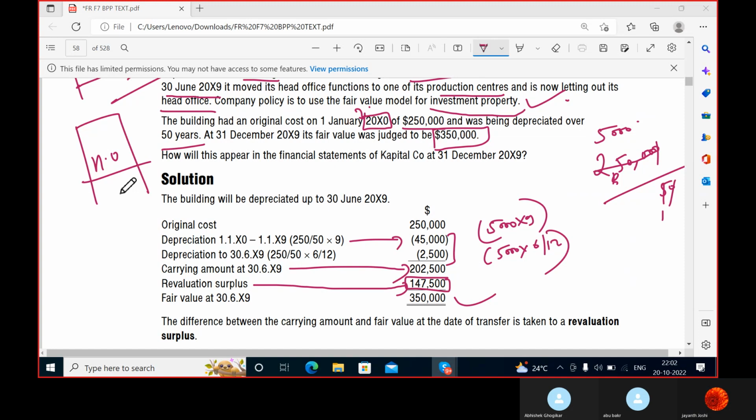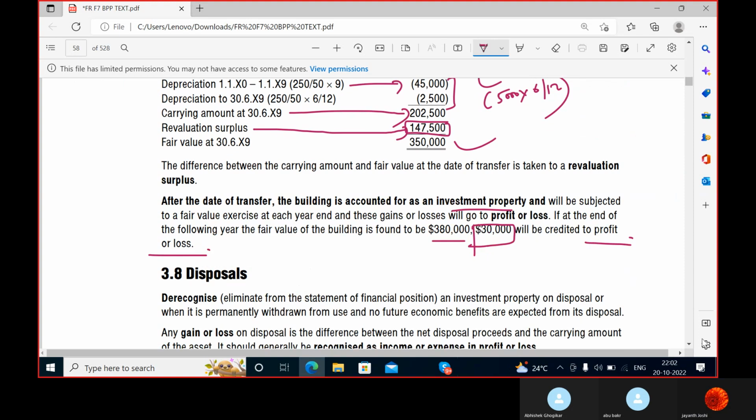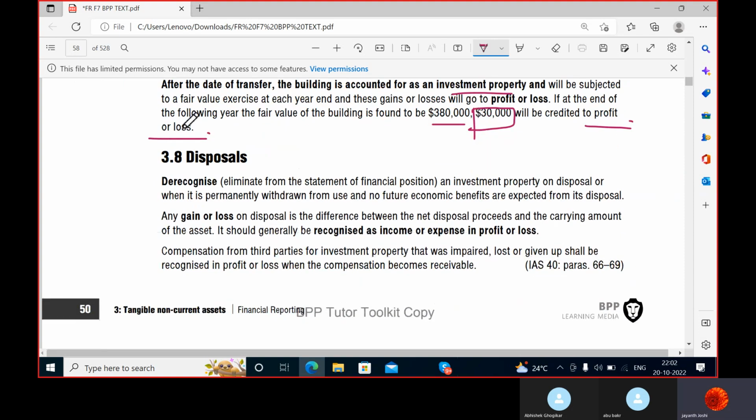Okay, now let's move forward. Disposals. See, if you don't want to use a property, let's say you have let out some property to someone, and now you don't want to own that property, so you would sell that property, you would dispose of it. And when you sell that, definitely the ownership rights are transferred to someone else and no future economic benefits will be given to you. So you need to de-recognize that property.